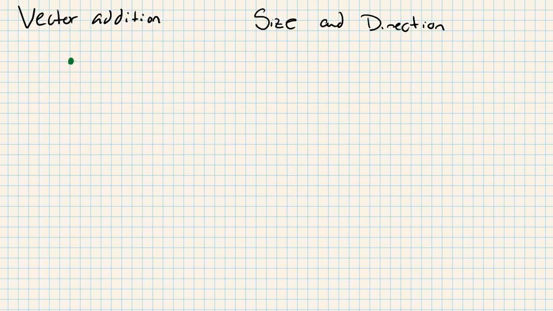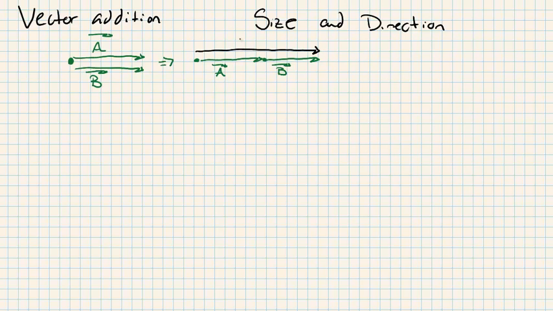If you have two vectors, vector A and vector B, both directed to the right, that is the same as writing this vector A followed by, tip to tail, vector B. So we can rewrite these two separate vectors as one resultant vector, which means that, in short, A plus B vector gives us C vector.